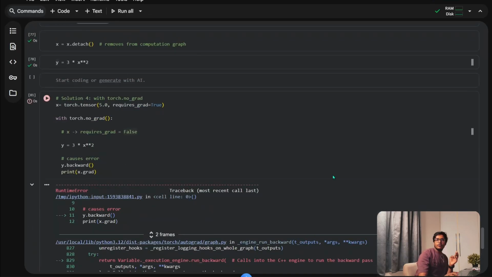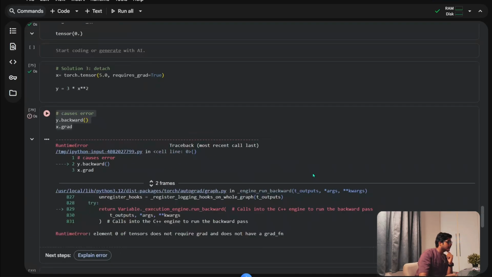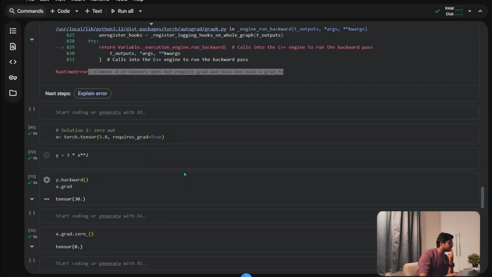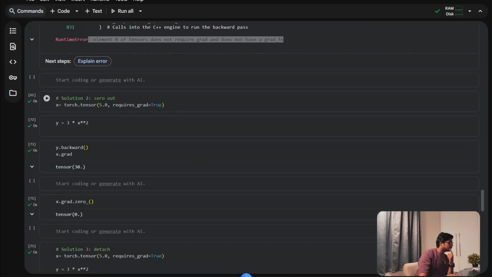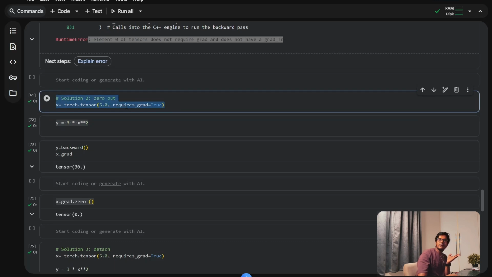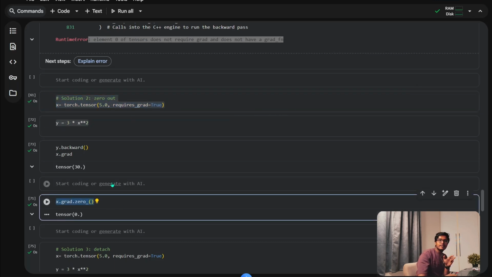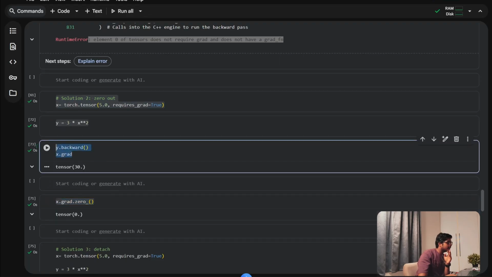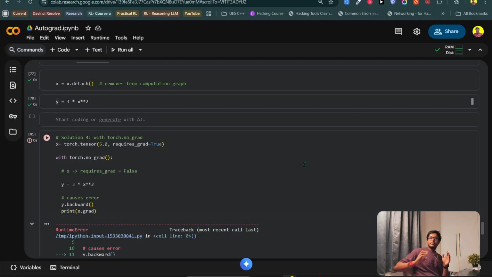But in training neural networks, the solution which we use is this one, zero out. At first we do the forward pass and calculate the loss, then we zero out the gradients, then we calculate the gradients using loss.backward(), and then we update our parameters. That's the most optimal workflow that we follow in every neural network training. So I hope the whole concept of clearing gradients is very clear now.